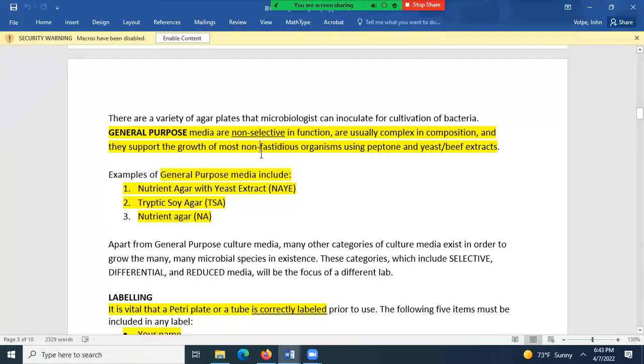And don't ask me what those nutrients are. I just know if you add red blood cells to the media, you can get Streptococcus pyogenes to grow. Any question about any of that?